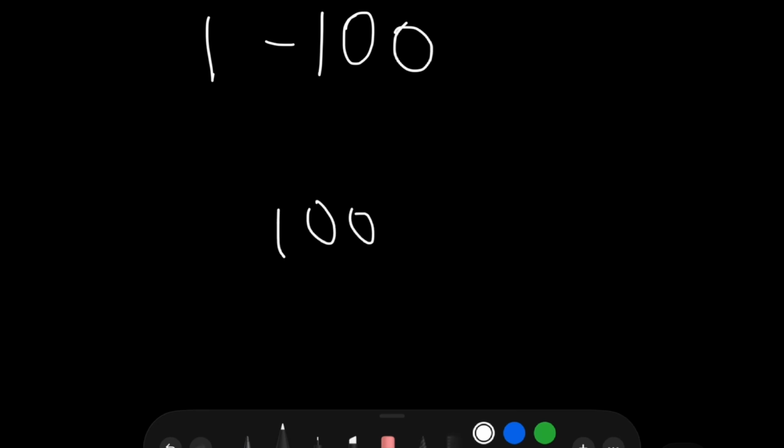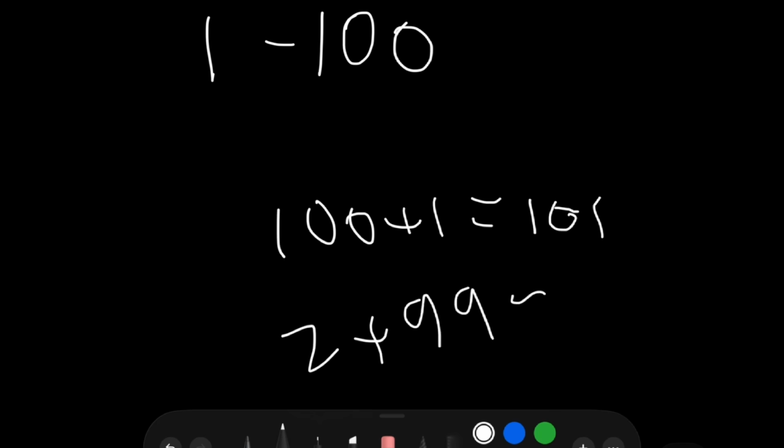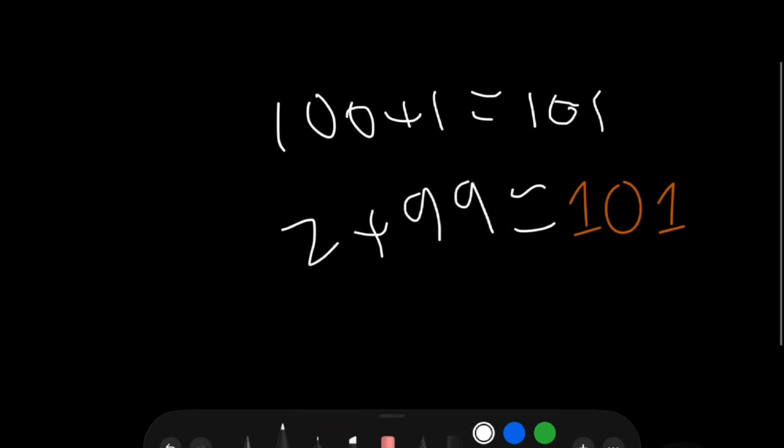What is 100 plus 1? That is 101. Right? Now, let's take the next number after 1, and then we take a lower number after 100. So 2 plus 99. That's 101.